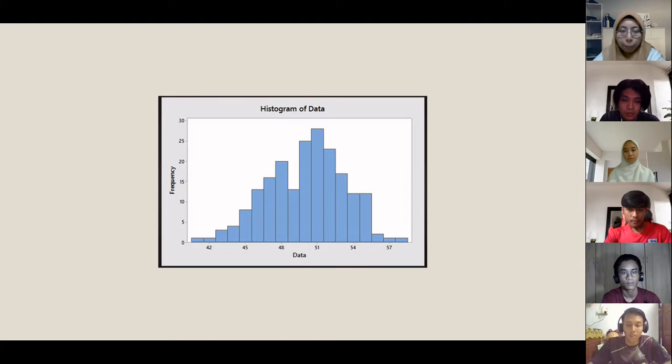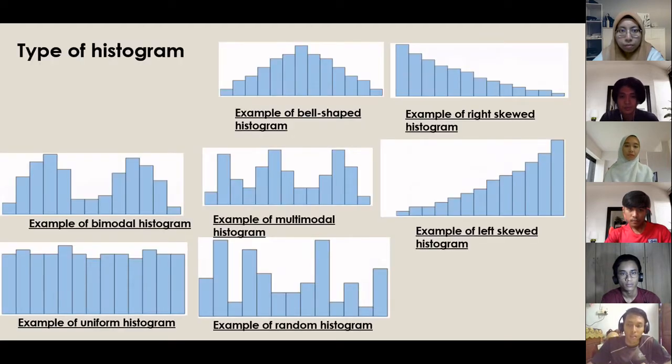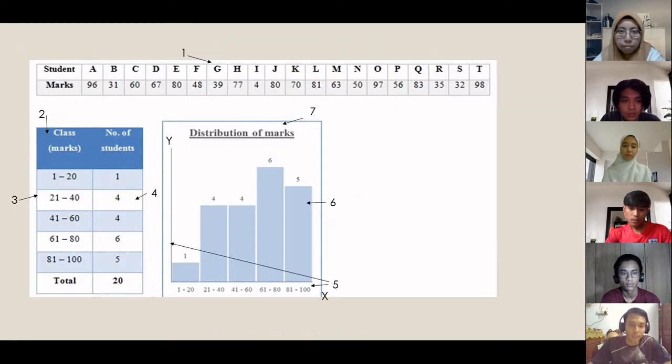This is a histogram, an example of a histogram diagram. This is the type of histogram. We have bell shape, and next, right skewed, next, bimodal, and next, multimodal, next, left skewed, and then uniform histogram, and lastly, random histogram. This is the histogram diagram. We have the table and the histogram diagram.